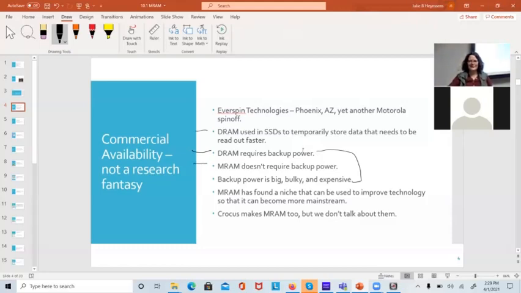Yes, and Crocus does make MRAM too, but we're not going to talk more. We just don't talk about them. Do you know why we don't talk about Crocus? Okay, good. You haven't ever told us that Canva is not talking about it. Yeah, exactly. He's not overly fond of that company. Okay, let's put it that way.